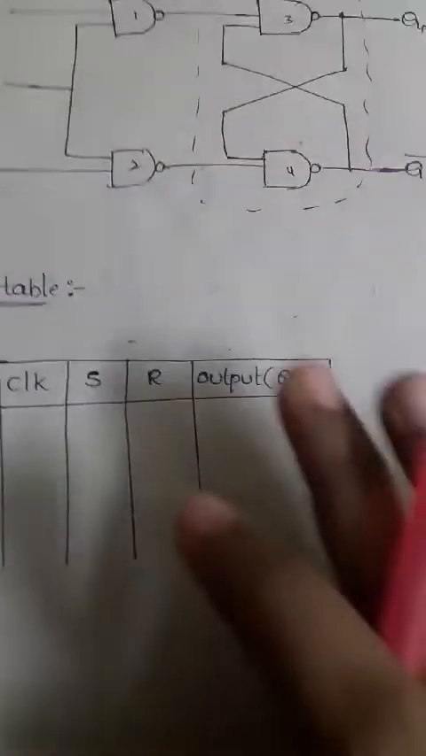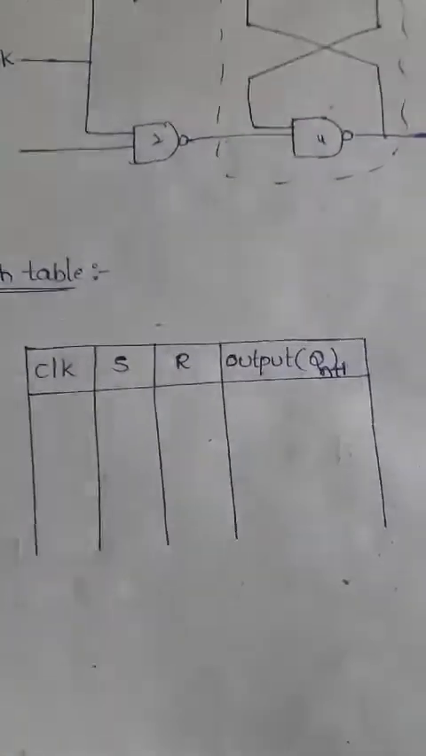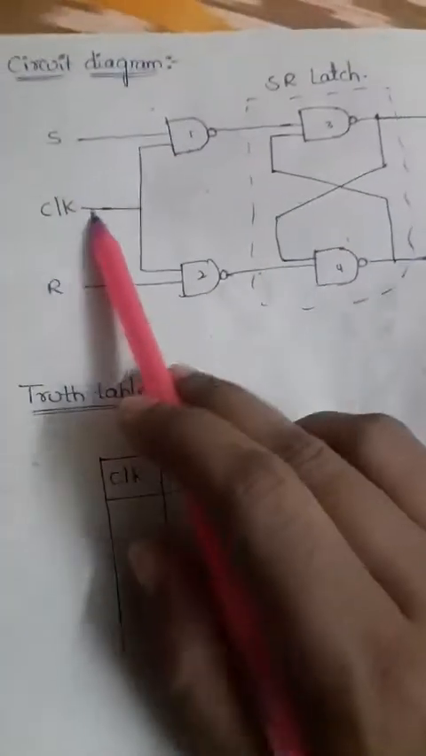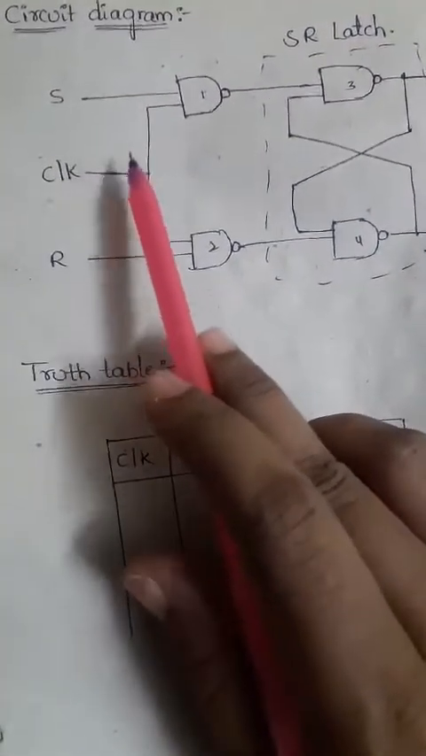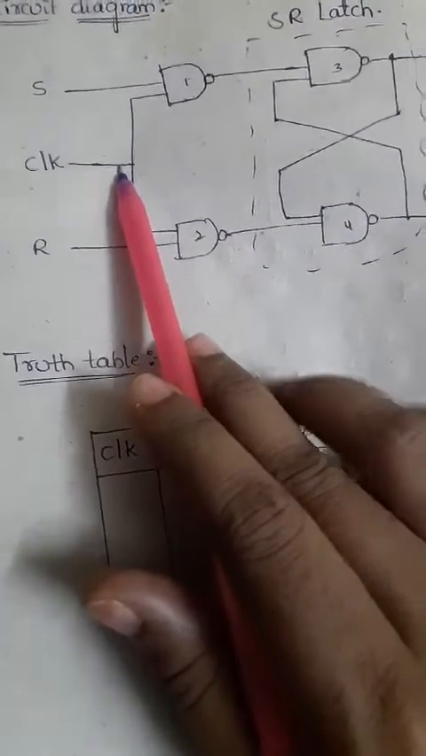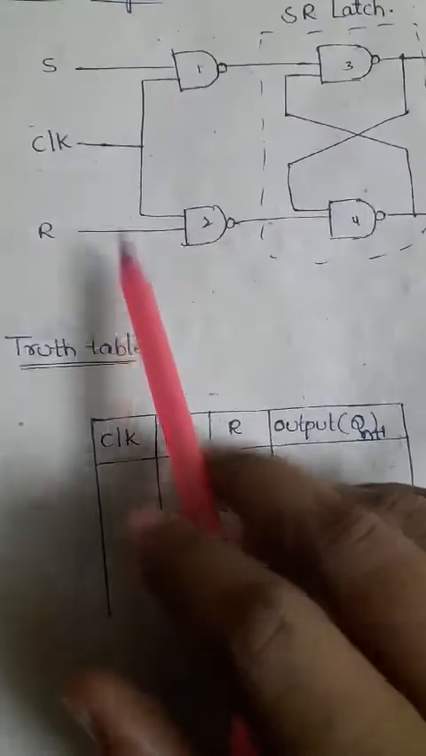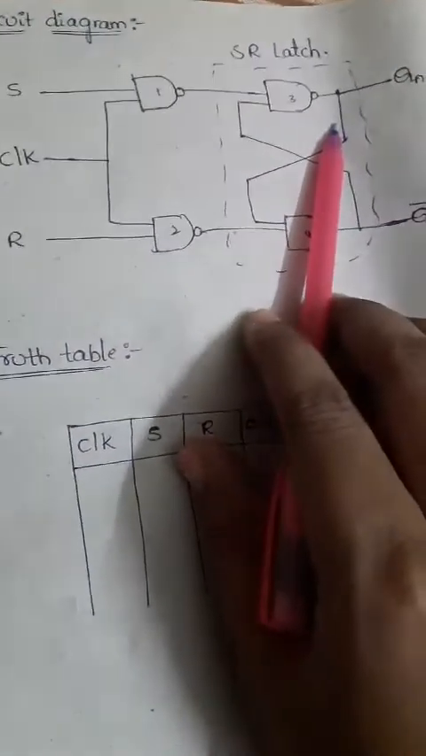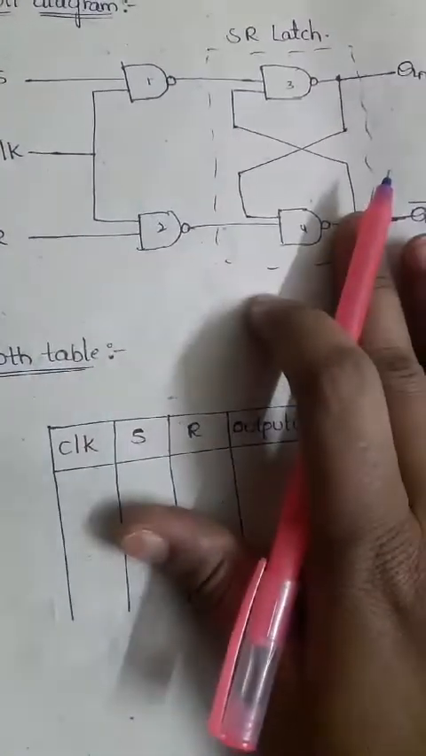So now we'll see the working principle. If you know the working principle, then writing the output in terms of the truth table is very easy. First, whenever the clock signal is low, that means the clock signal is in the disabled position, then automatically the inputs S and R do not affect the output. It remains in the no change state.